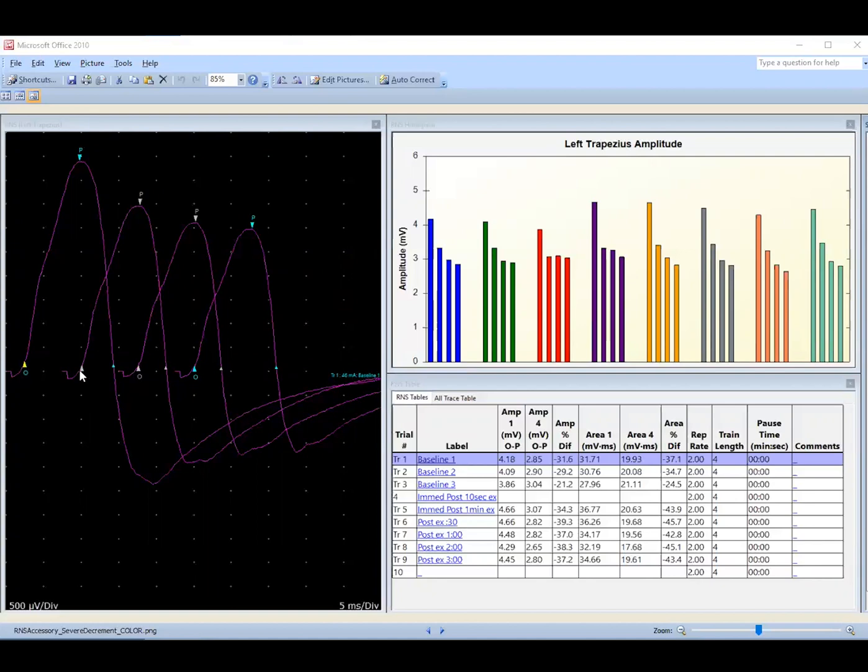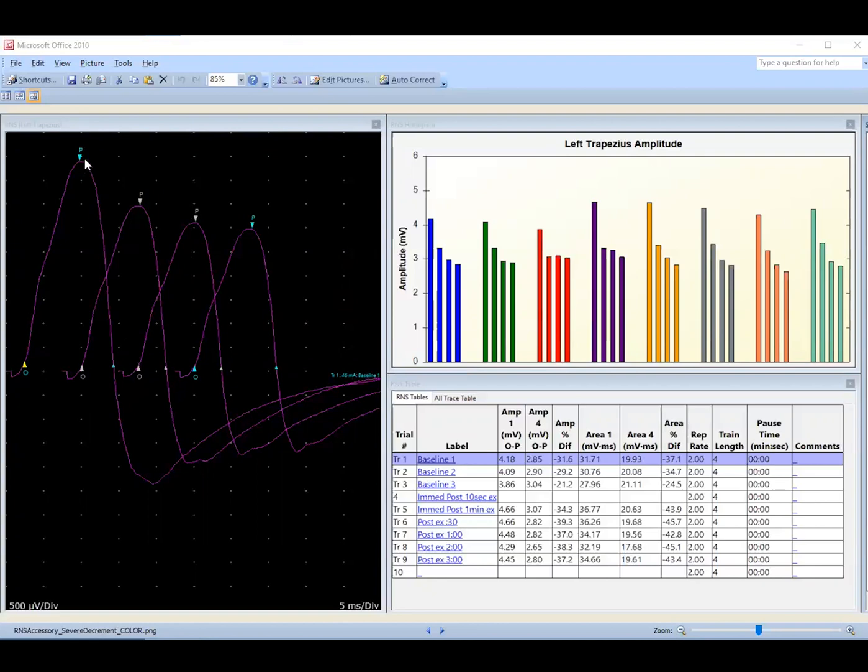So here's the onset marker where the response takes off from the baseline, and here's the peak amplitude marker. In this study, each of the 4 waveforms looks fairly identical. The baseline looks fairly stable. And that's a clue to me that this seems to be a reliable study.